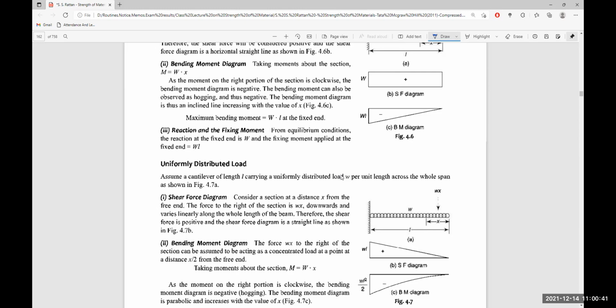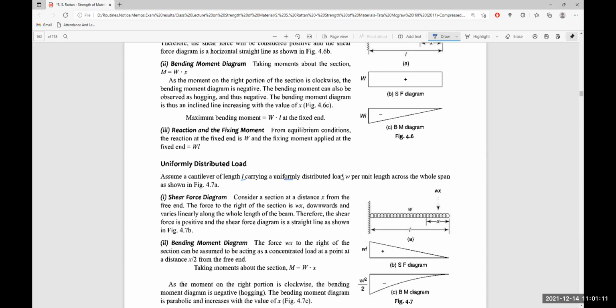Assume a cantilever of length L carrying a uniformly distributed load omega per unit length across the whole span, as shown in Figure 14.7a. So what is given? It is a cantilever, which means it is embedded at one of its ends. It is embedded at the left end here, and the load is uniformly distributed with a value of omega from left to right end.